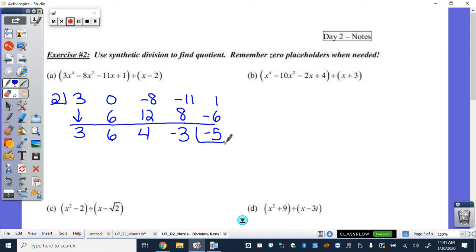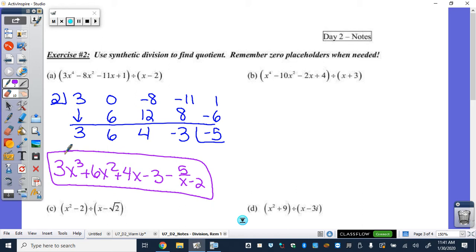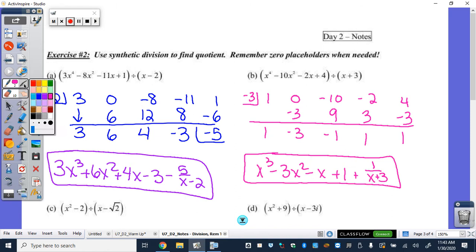So we write the remainder the same way we wrote it for our long division. This one started as an x to the 4th, so it's going to be 3x cubed plus 6x squared plus 4x minus 3, minus 5 over x minus 2. The remainder is written the same way over whatever your divisor is. Go ahead, try letter B. How would we do with that one? x cubed minus 3x squared minus x plus 1, plus 1 over x plus 3.